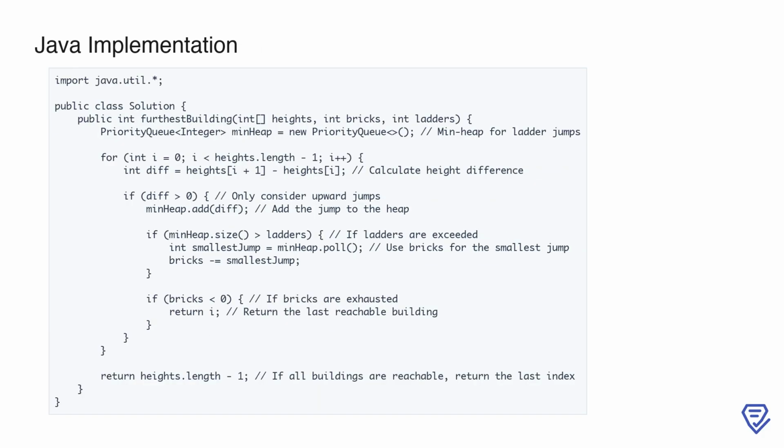The space complexity is k, for the heap storage. This is the Java implementation of the furthest building you can reach problem, with the same logic as the provided Python solution. The code uses a priority queue, a min-heap, to manage the height differences where ladders are used. If the number of ladders is exceeded, the smallest jump is replaced with bricks. The implementation includes type declarations and uses Java-specific collections, such as priority queue, to achieve equivalent functionality.